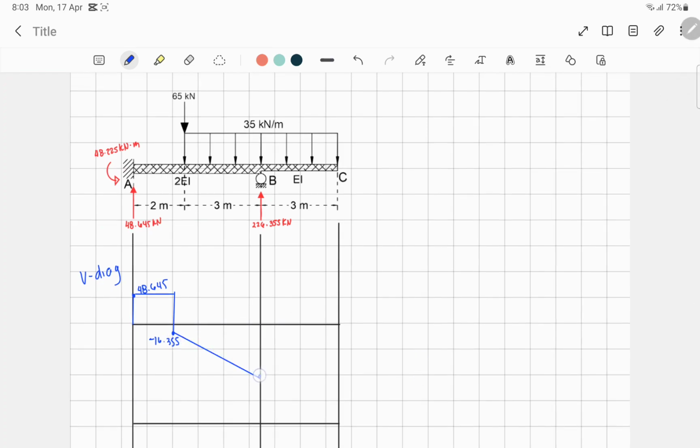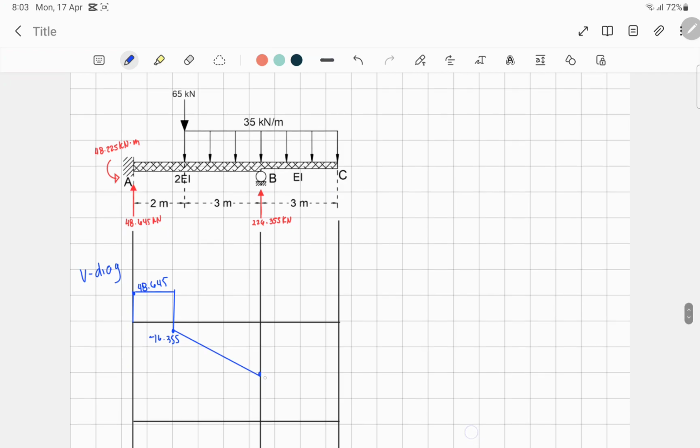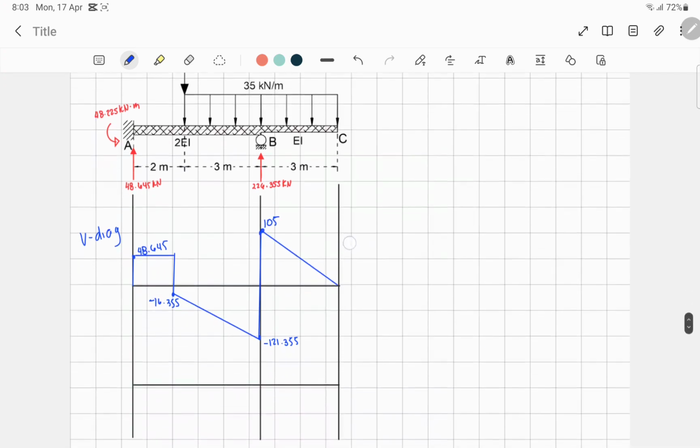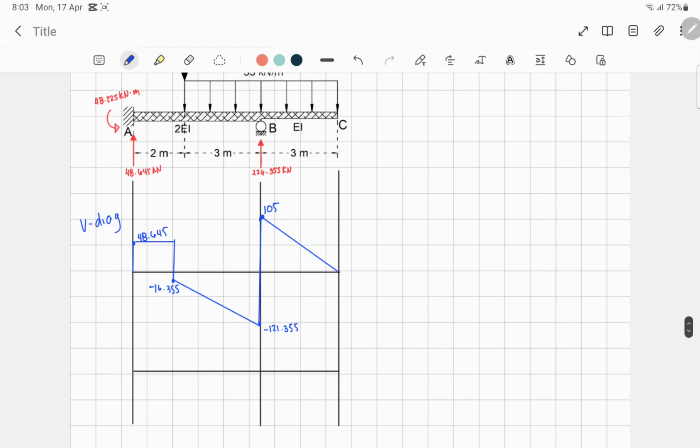our shear here is equal to negative 121.355. Okay? And then we have this upward force here na 226.355. Therefore, negative 121.355 plus 226.355. Therefore, equal siya sa 105 kilonewtons. And then we have this downward force na 35. So, 35 times 3 is just 105. And then, now, magsasara yung ating shear diagram. Okay? So, this is our shear diagram.